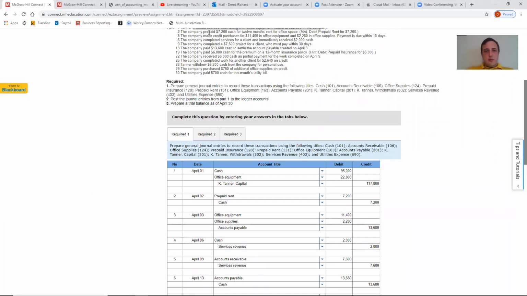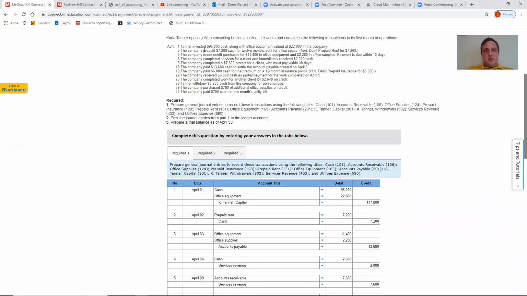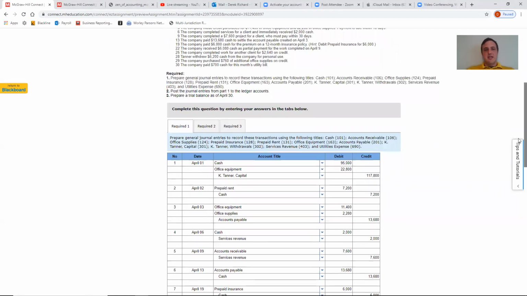Next one, we prepaid for 12 months rent on the office space. All right, so they give you the hint that we're going to debit prepaid rent here. It's not an expense at this point, it's an asset, because in return for this $7,200, we get to live in this place for the next 12 months. So we're only going to recognize that expense proportionately over those 12 months. So the debit to the asset, and of course we have to give up cash. Cash is going down. Cash is an asset. We're going to credit it.